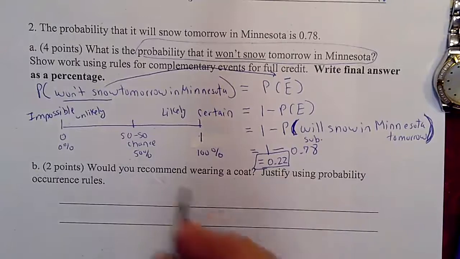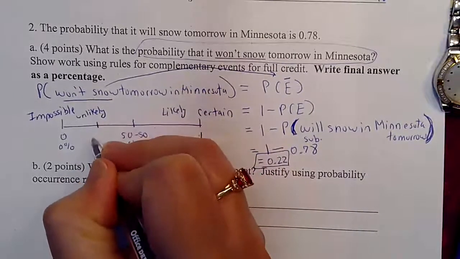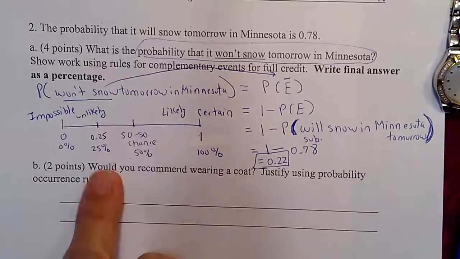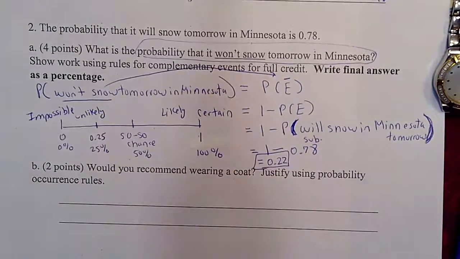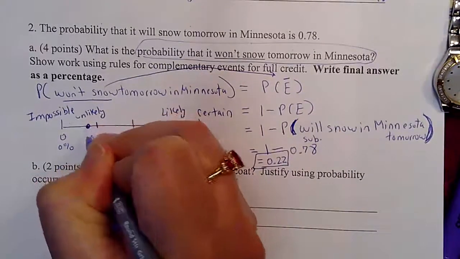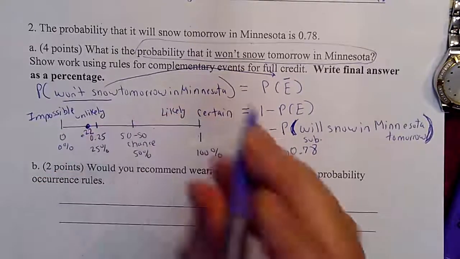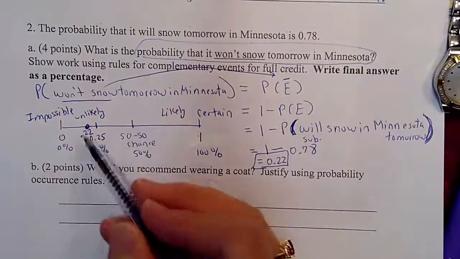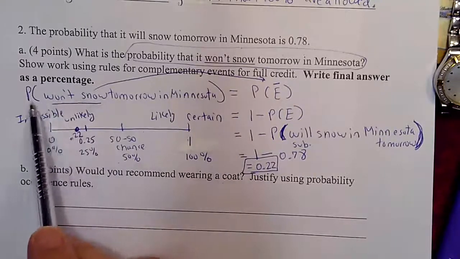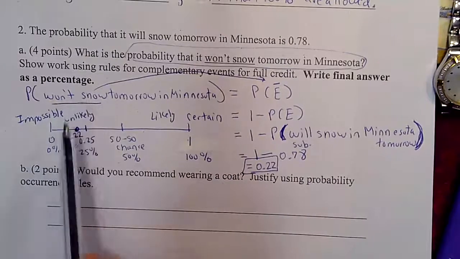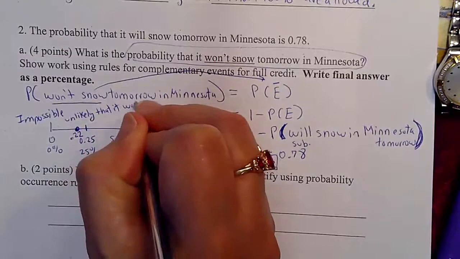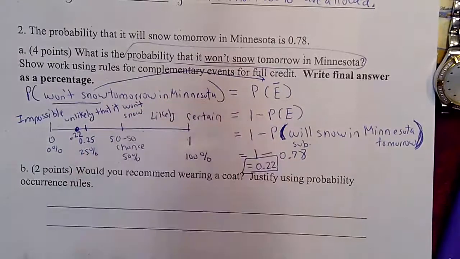So if you look at this here, half of this would be like 0.25, which is like 25%, half of that, because that's 50%. So 0.22 is like right here. Okay, so this is in the unlikely range. So this is unlikely what? This is for this. It's unlikely that it won't snow tomorrow in Minnesota.